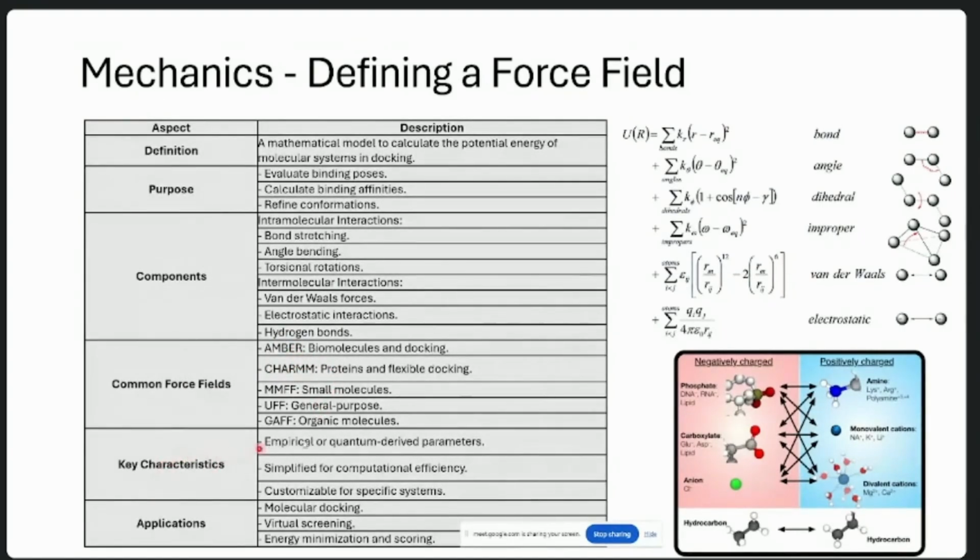Okay. So basically, as we said, force fields sometimes can be empirical. They can be fitted to certain experimental data that we have. Some force fields can be quantum derived, so they work at the quantum level, and these can be more accurate sometimes.